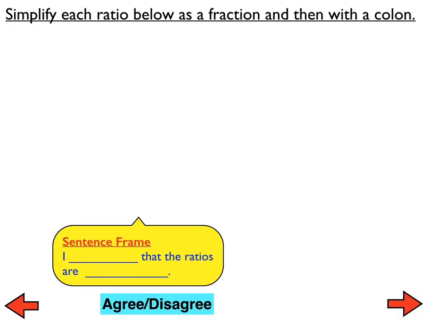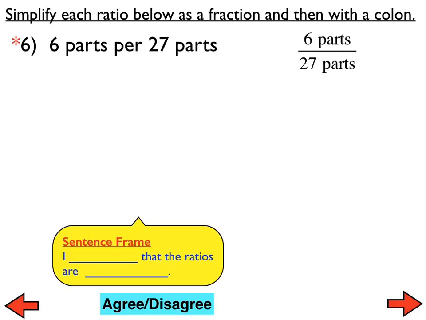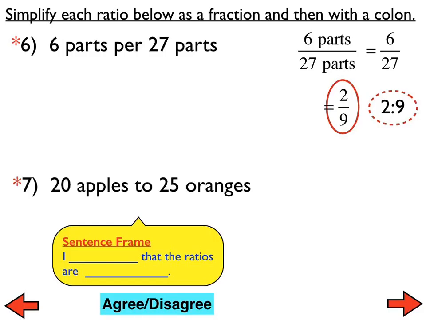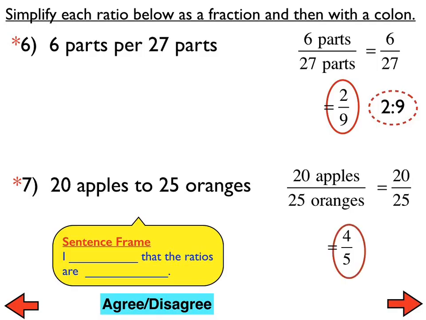And number 6, let's have Ethan. I read that the ratios are 2/9 and 2:9. And the last one, Chloe. 4/5 and 4:5. Very good. Turn your notes over. That's it for ratio.